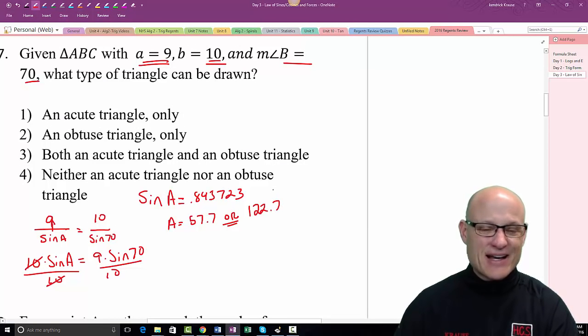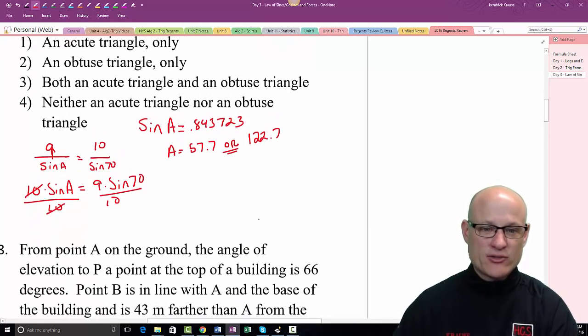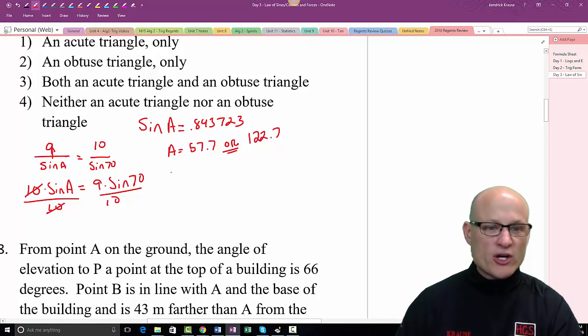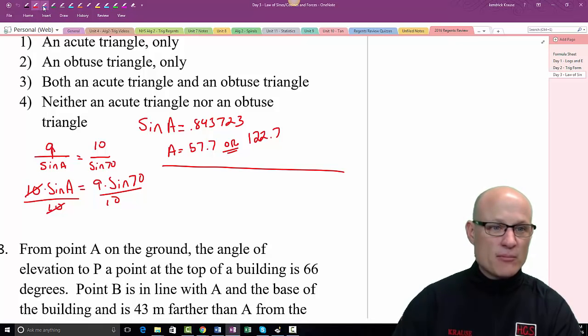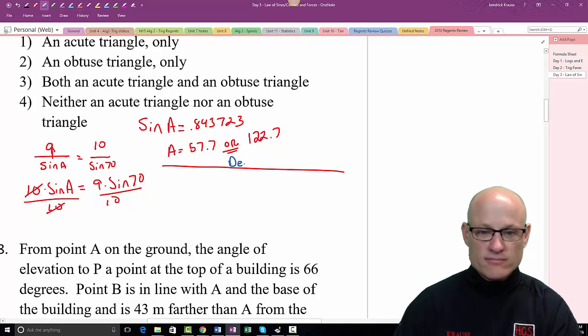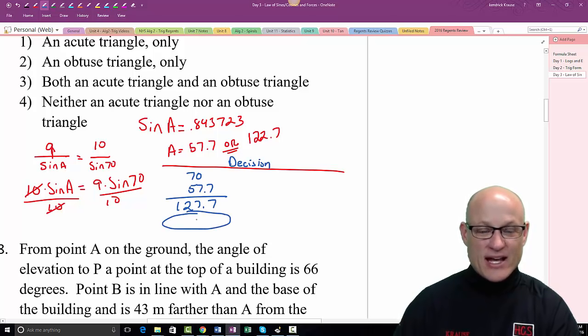So now we got to decide if we can make, we have a decision to make. So here's our decision. We're going to start with a 70-degree angle. We're going to add 57.7. That's 127.7. That leaves us lots of extra, about a 50-degree angle.